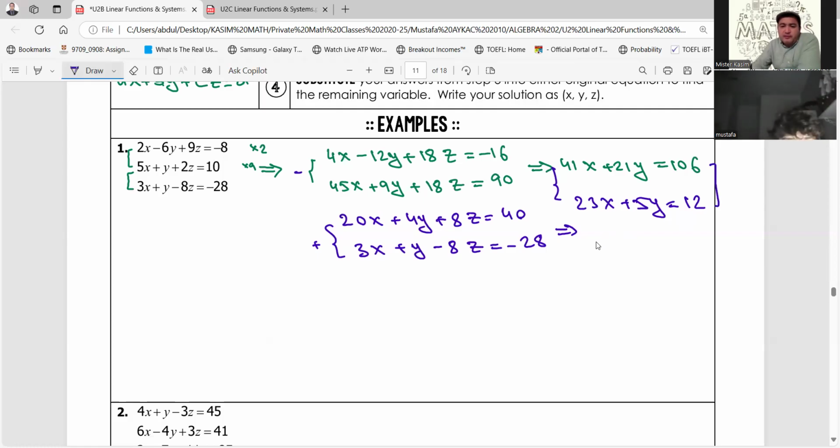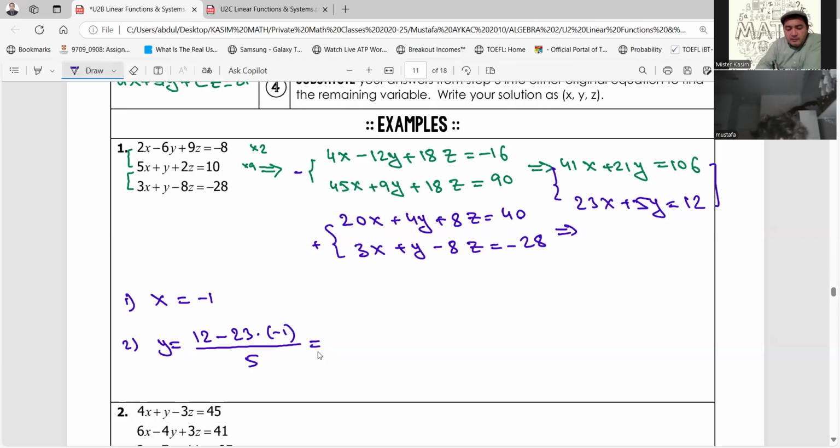Once you find this one value, the others are really easy. Just back substitution, right? You can find the other variables. So number one, x is equal to -1. Now number two, if I just use, for example, the second equation, we can find y. What is y? Y is equal to 12 minus 23 times x, what is x? -1, and divided by 5, right?